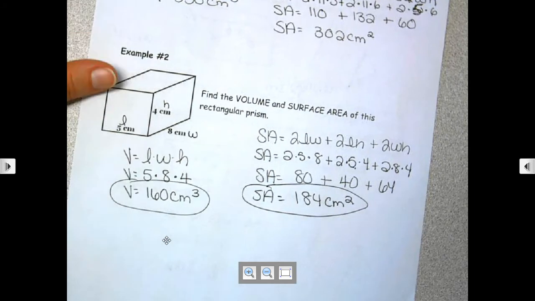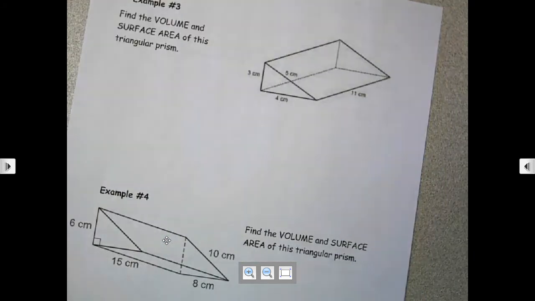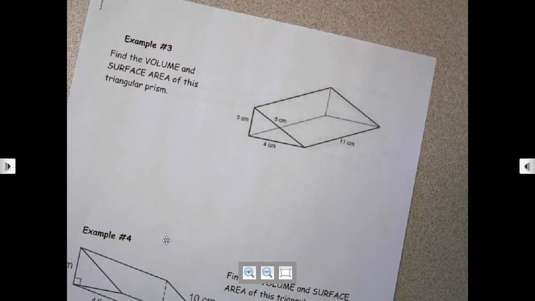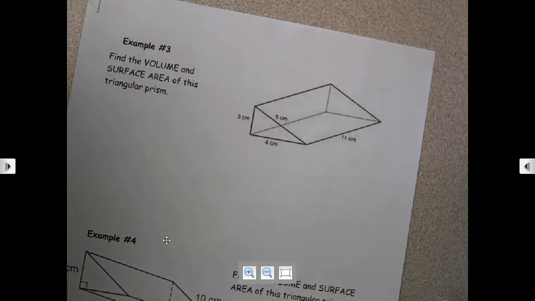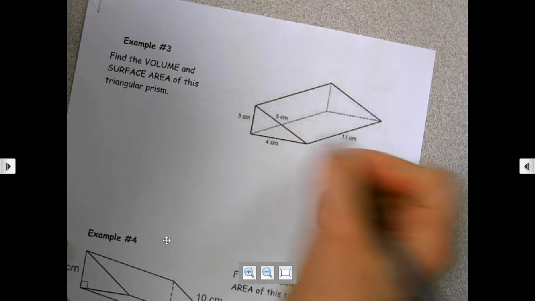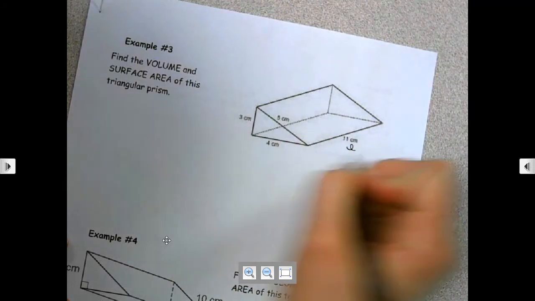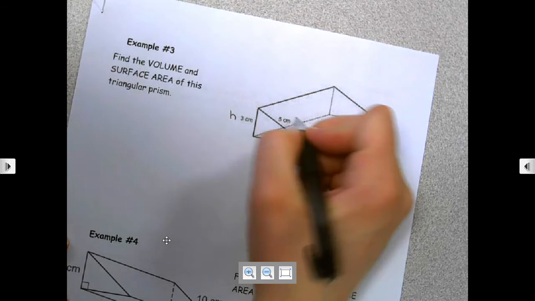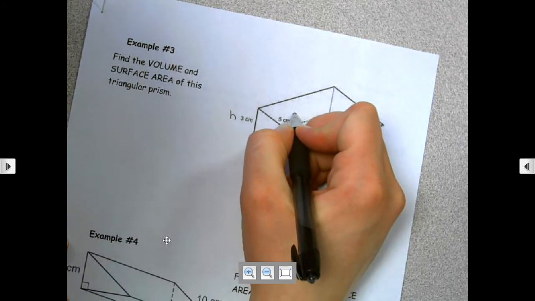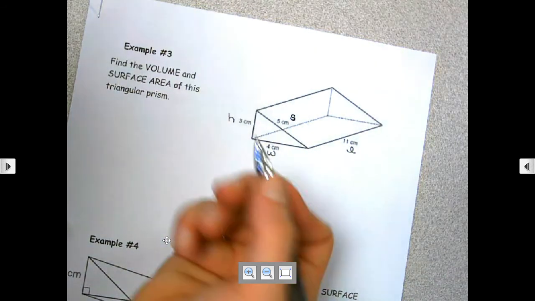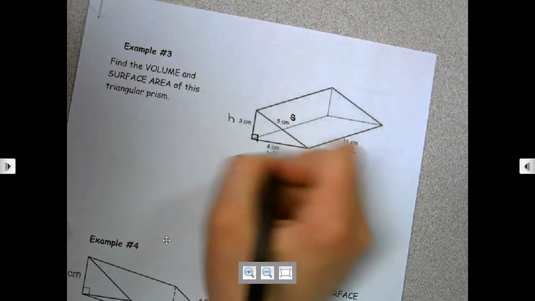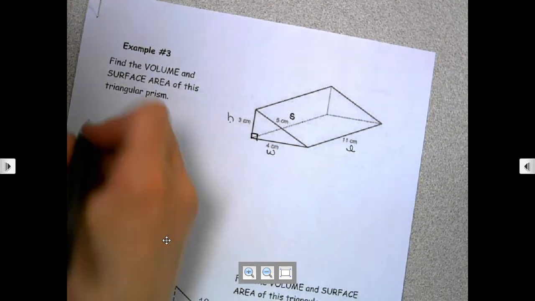All right. So let's go ahead and try out some triangular prisms. We're going to find the volume and the surface area of this triangular prism. Before we begin, I want to label. We have our length, our width, our height, and this 5 centimeters right here, that is our S value. I know that this is a right triangle as our base, so the height is the 3.